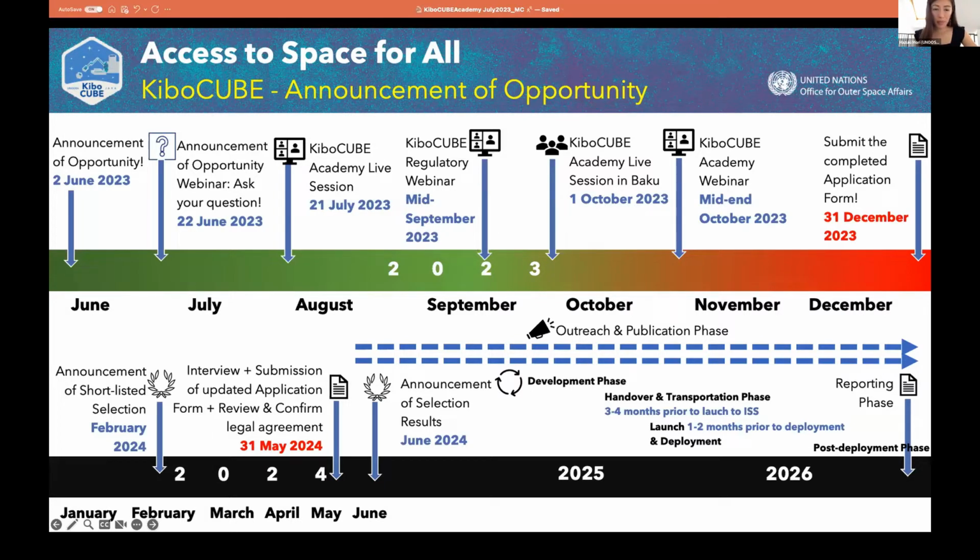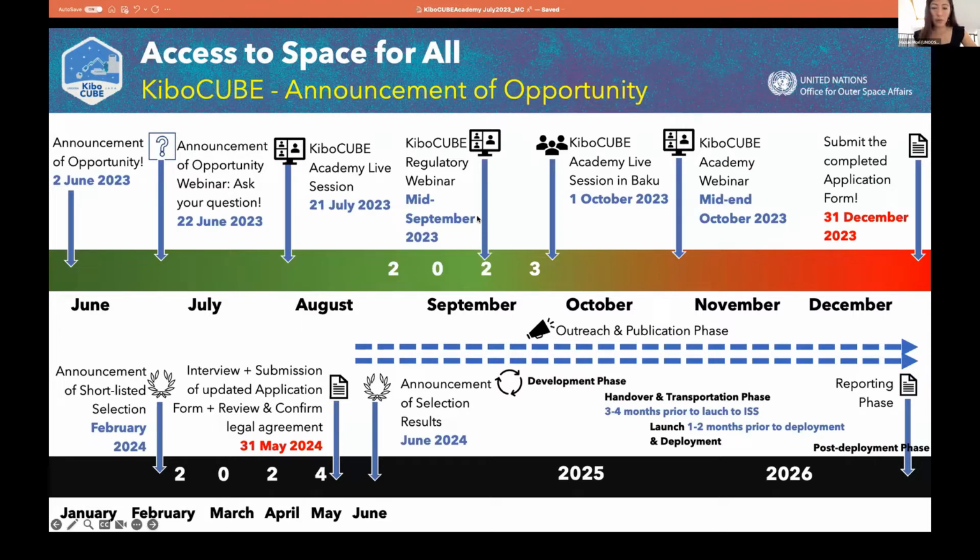In mid-September, it's the regulatory webinar. When you apply for KiboCUBE, we will be asking you to be in line with international guidelines, for example, the ITU guidelines for frequency allocation. And of course, when you launch the object, you will need to register that through the UN. So we will be explaining about those regulatory parts. And also we have other guidelines such as the space debris mitigation guidelines and the long-term sustainability guidelines, and we will be touching upon those as well. So if you're interested in that side of KiboCUBE, please make sure to join this webinar in mid-September.